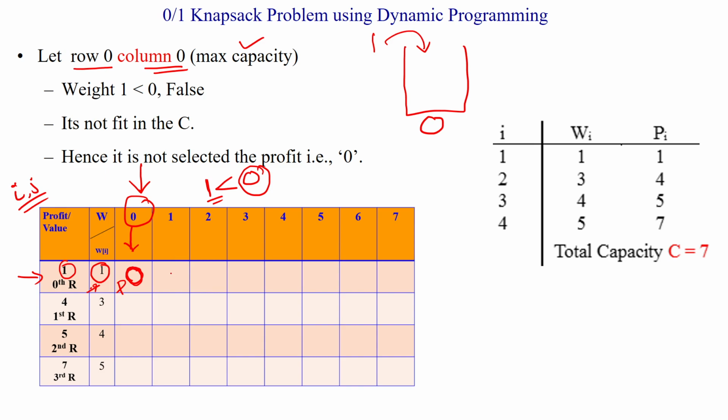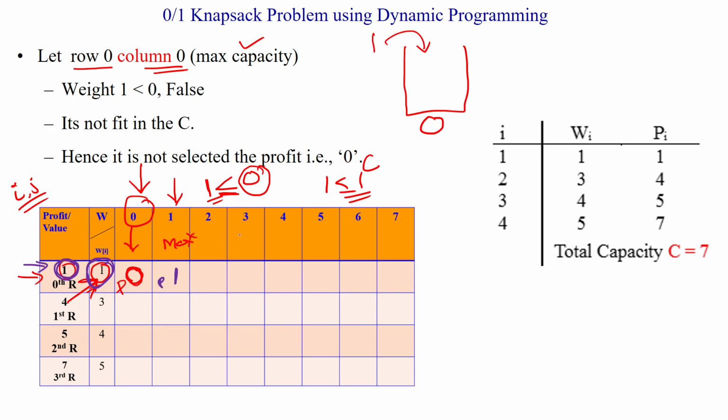Right, in the next column, the maximum weight is 1, and the weight of the current item is also 1, so 1 is less than or equal to 1. That is the maximum capacity of the knapsack in this cell. Okay, so that is true, so true means we can select the item in this context. If you select the item, what is the profit of this item?